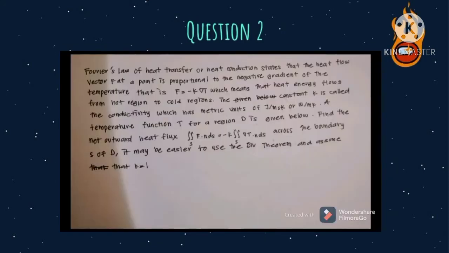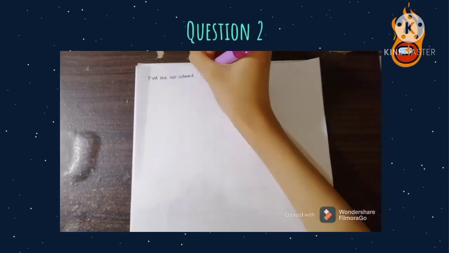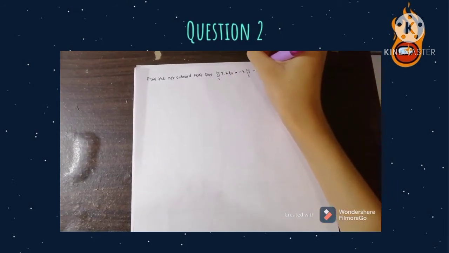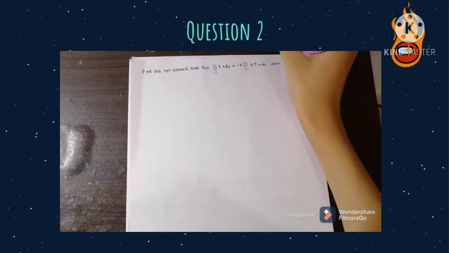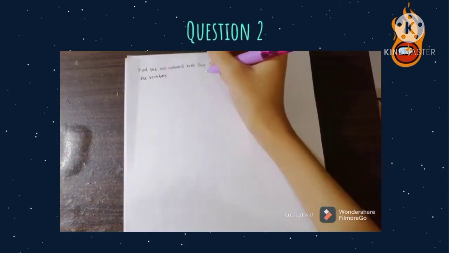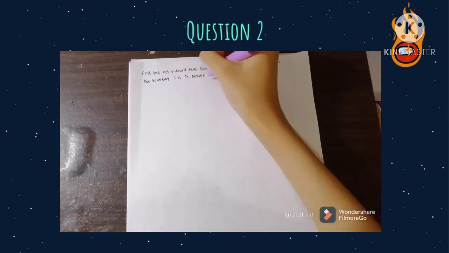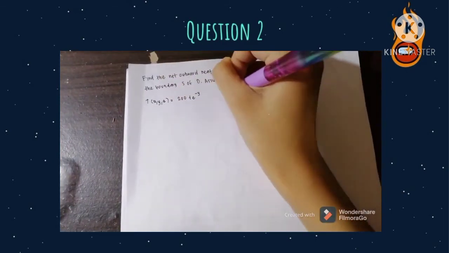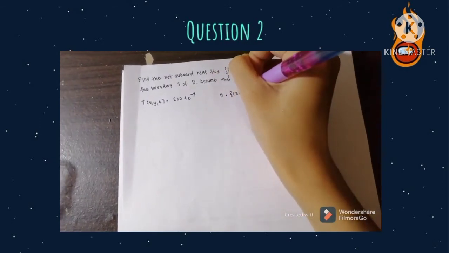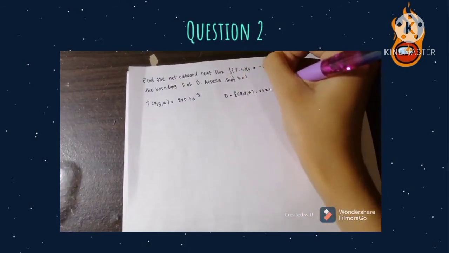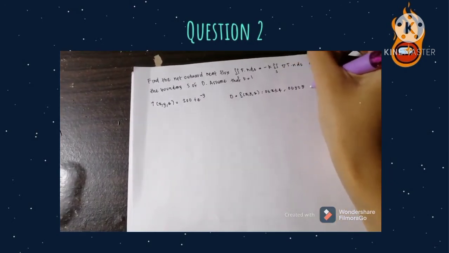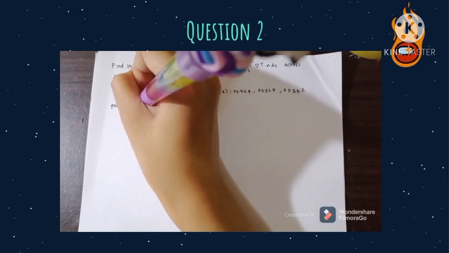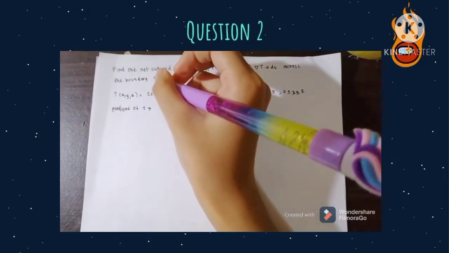Question 2. The net outward heat flux is the integral of F dot n dS, equal to negative K integral over S of gradient T dot n dS, across the boundary S of T, assuming that K equals 1. T(x, y, z) equals 200 plus exponent negative y, over the domain 0 to 4 for x, 0 to 5 for y, and 0 to 2 for z. We have to find the gradient of T.